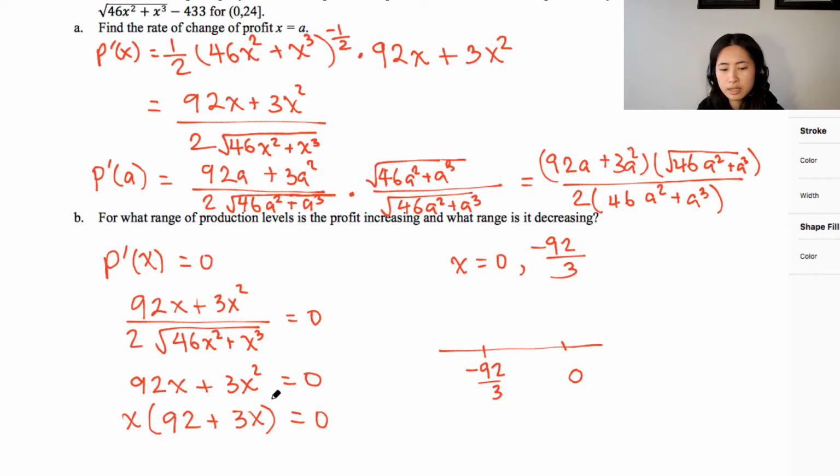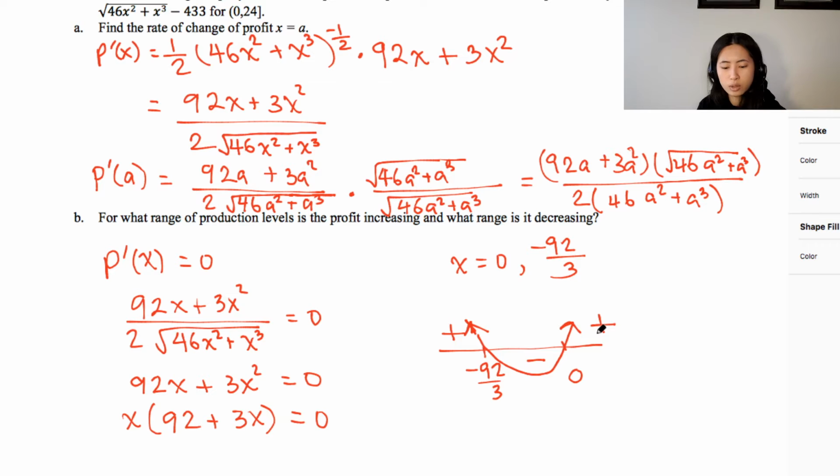Because the multiplicity of each of them is actually just 1, that would be opening upwards. As you can see, in our parabola, from the left of negative 92 over 3, it's positive, and then between negative 92 over 3 and 0, it's negative. And from 0 to infinity, after 0, that's positive.